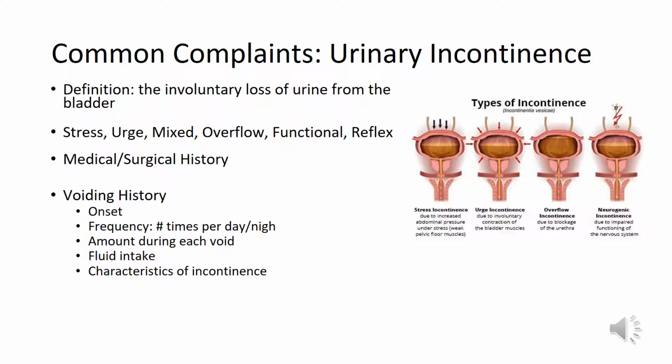Management includes treatment of underlying condition. In these patients, you might want to consider a long-term alternative, which is an indwelling Foley, urethral catheter, or a suprapubic catheter. Other things to think about with urinary incontinence is to obtain a thorough medical and surgical history, and also to get a thorough voiding history as well.